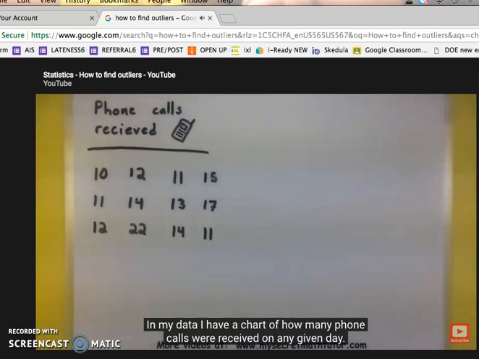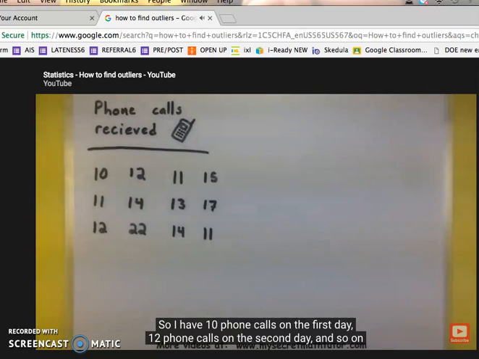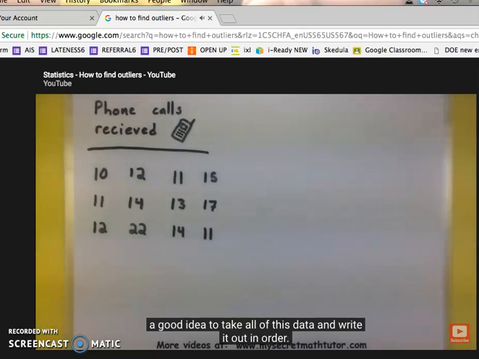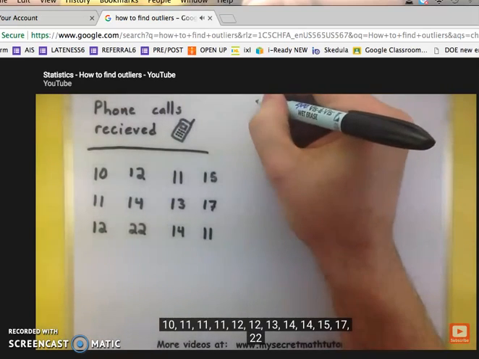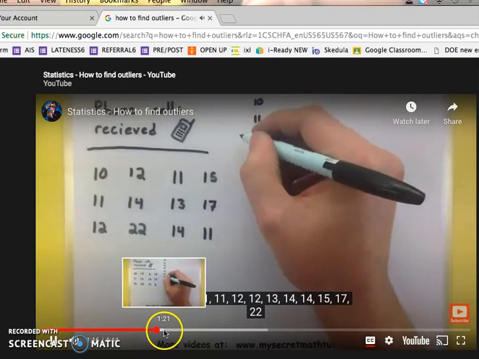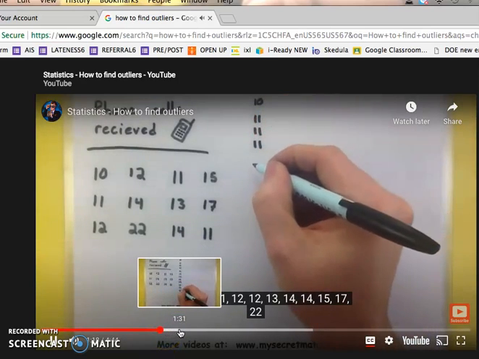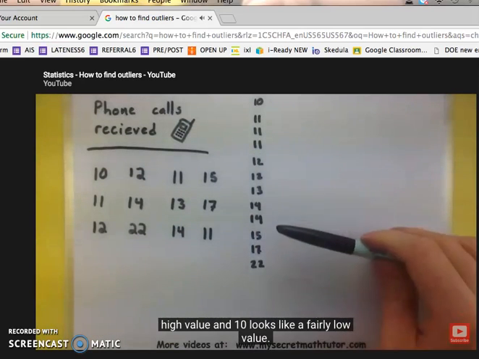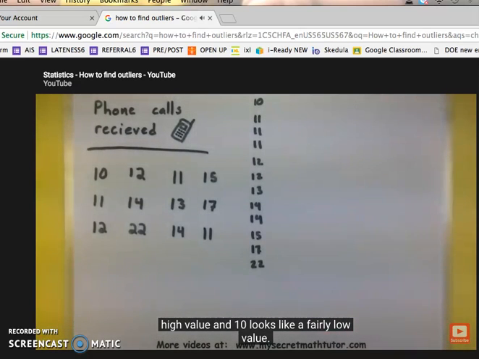In my data, I have a chart of maybe how many phone calls were received on any given day. So I got 10 phone calls on the first day, 12 phone calls on the second day, and so on and so forth. If I'm going to compute things like Q1, Q3, and the interquartile range, it's probably a good idea to take all of this data and write it out in order. 10, 11, 11, 11. My data like this. 22 does look like a pretty high value, and 10 looks like a fairly low value.